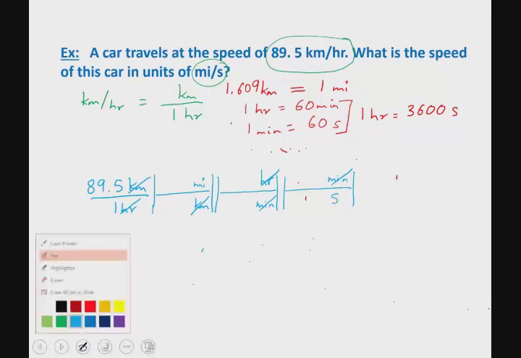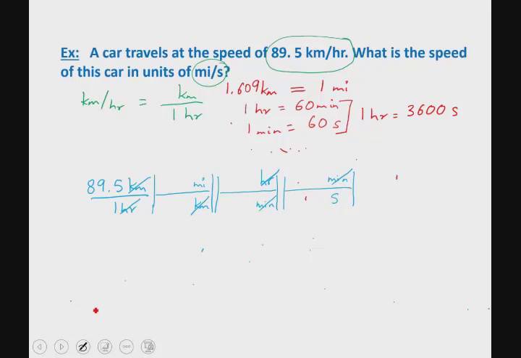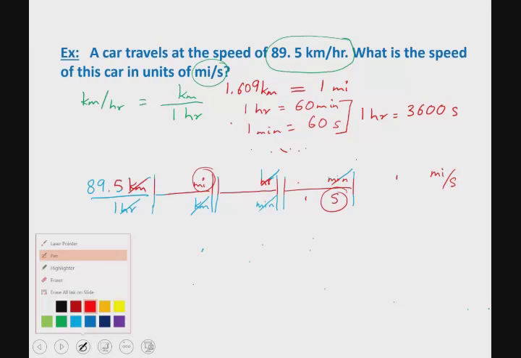Please note that when you do that, what is the unit that you're left with? You're left with miles in the numerator and seconds in the denominator, which is nothing but miles per second. And that's what we need. So be very careful of the units. Units is half the battle.